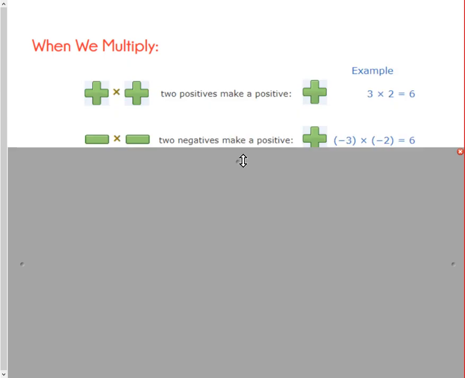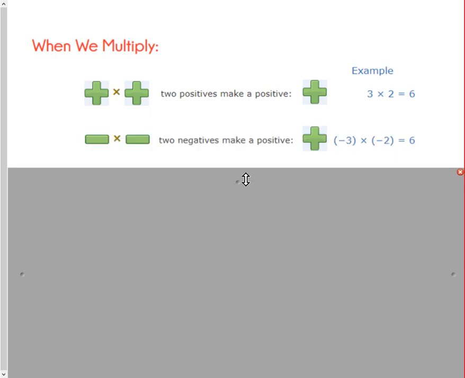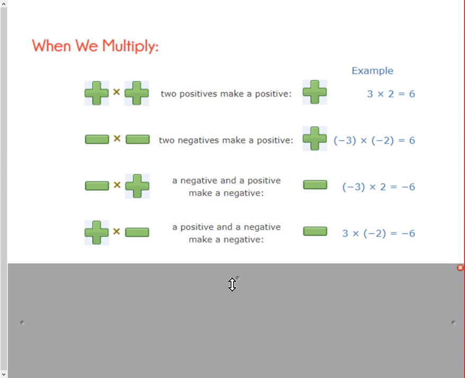When we multiply two positives together, we make a positive. The example would be 3 times 2 is 6. When we multiply two negatives together, we get a positive answer. Negative 3 times negative 2 equals positive 6. When we multiply a negative number times a positive number, like negative 3 times positive 2, we get a negative answer. And when we multiply a positive number by a negative number, we also get a negative answer.